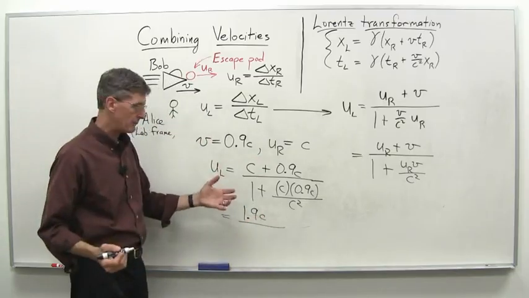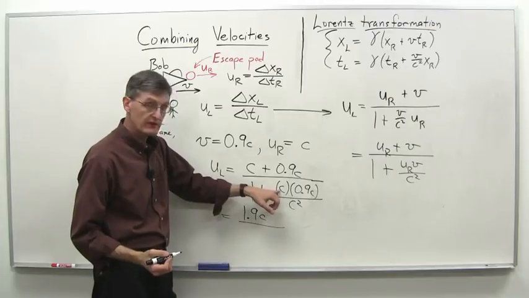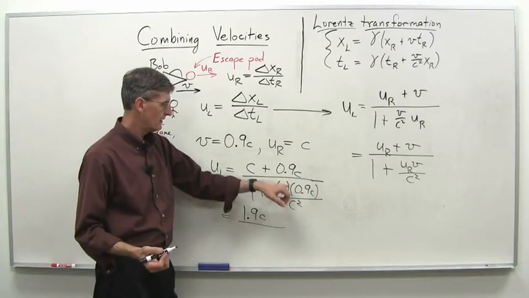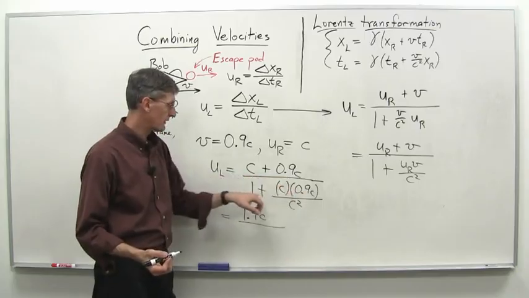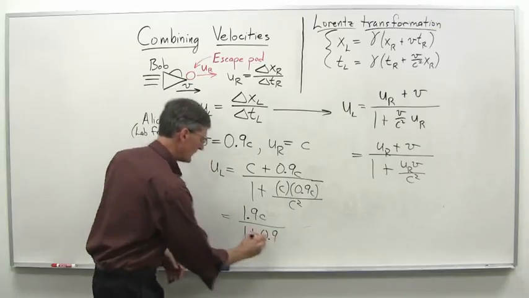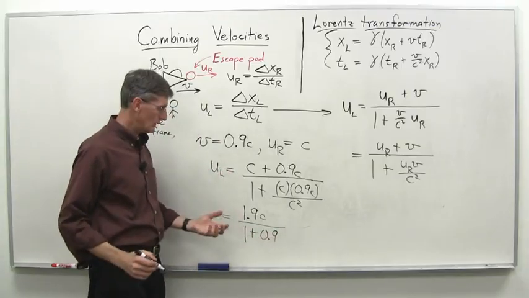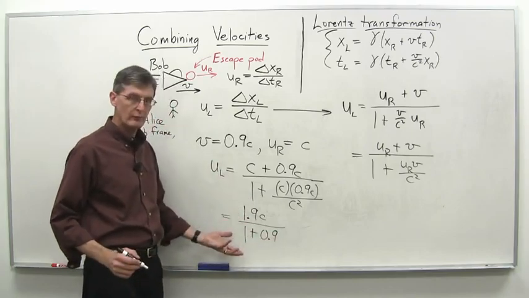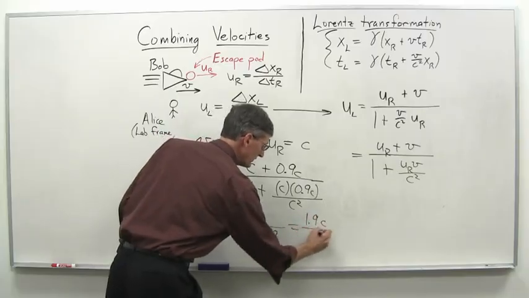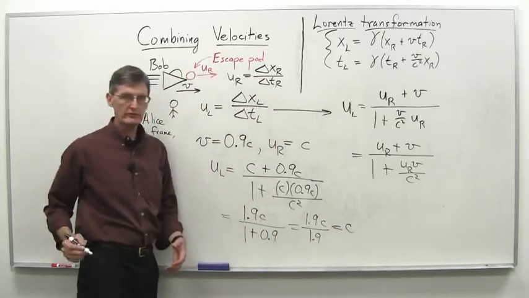And on the bottom, look what happens. I've got a C here and a C here, so I've got C squared divided by C squared. Again, that cancels, and I've got 0.9 left. So I got 1 plus 0.9, and of course, that's 1.9. I've got 1.9 C divided by 1.9. Just to make it clear, 1.9 times C divided by 1.9. And that, of course, is just C.